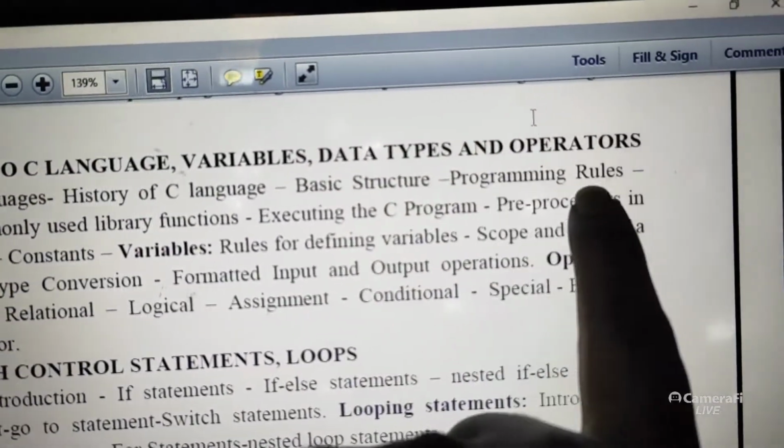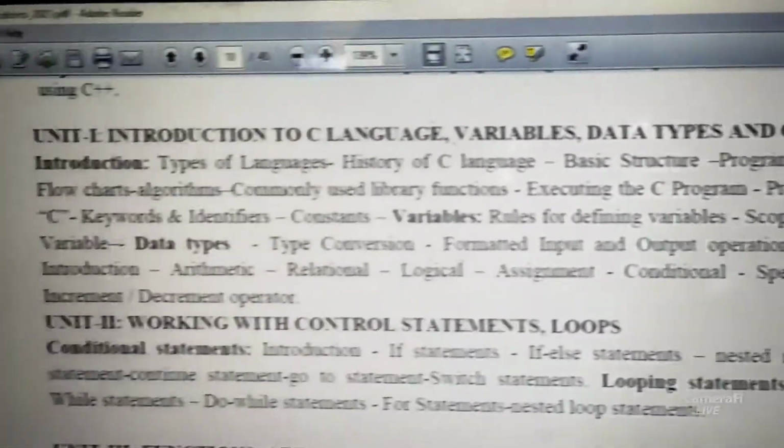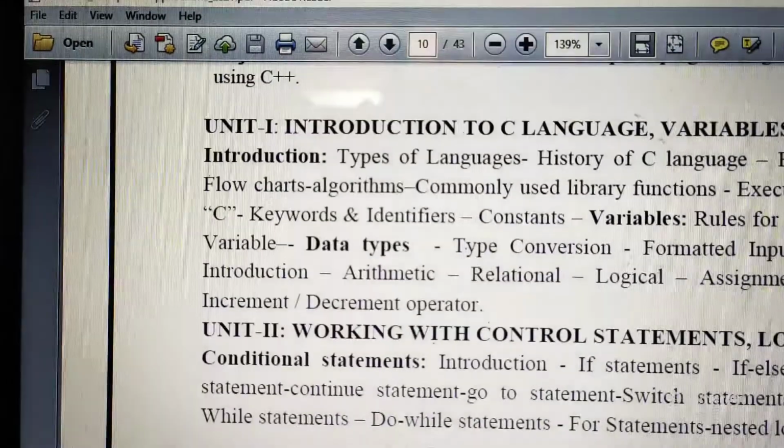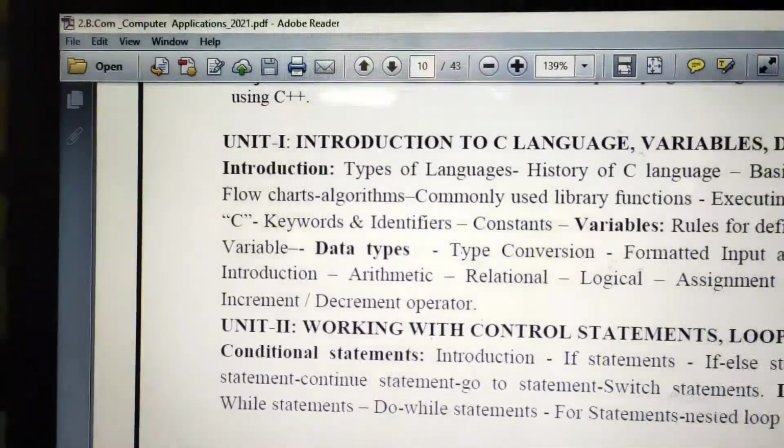The programming rules topic we will discuss later. So today's topic is flowcharts and algorithms.